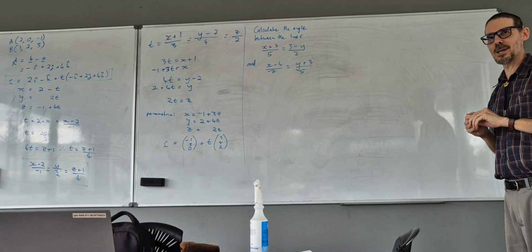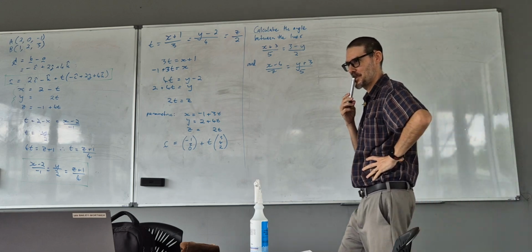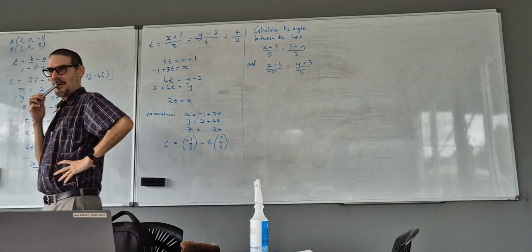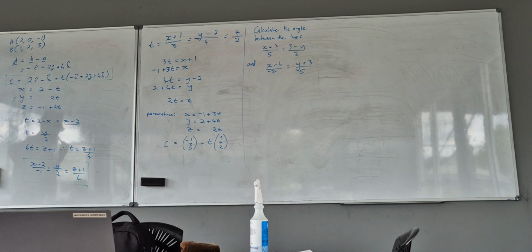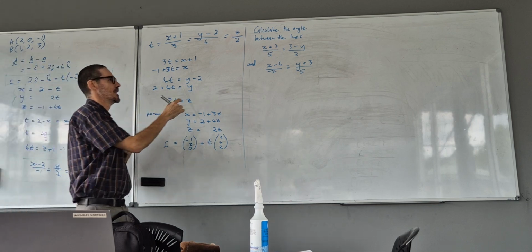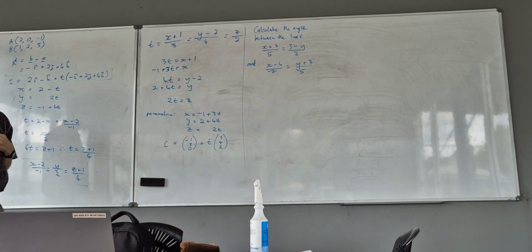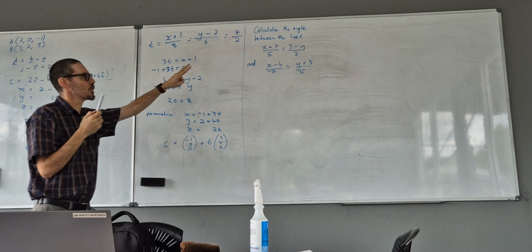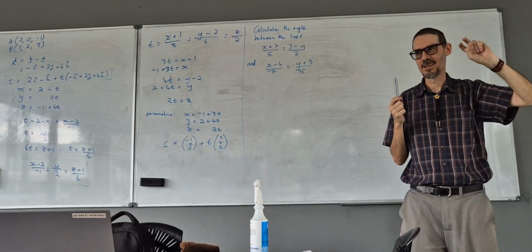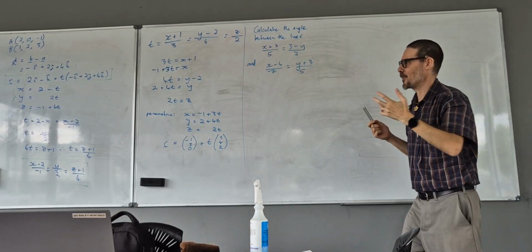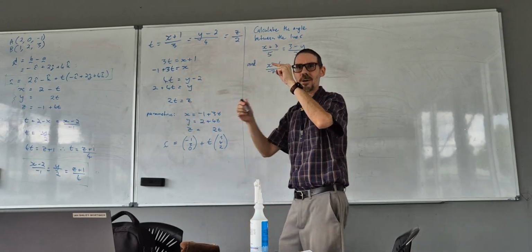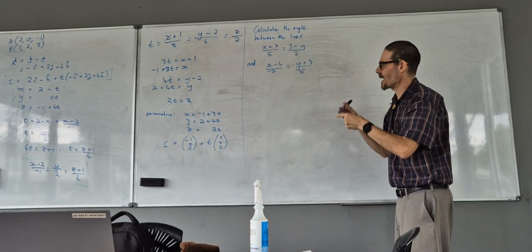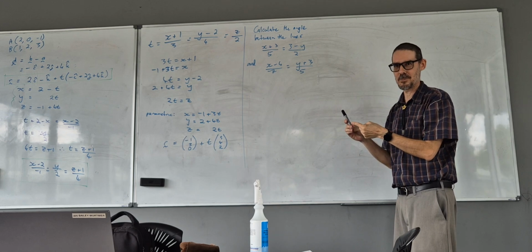How do I calculate an angle between two lines? And there is a trick here that you can use, as long as you make sure it's written in the correct form. If I'm going to work out the angle between two lines, what I care about is the direction of those lines. The direction is given by the direction vector.